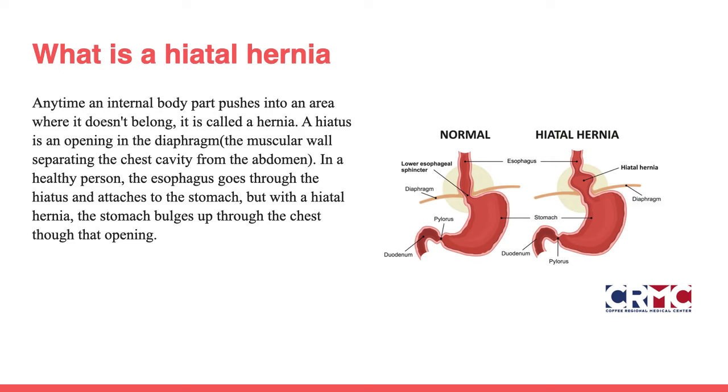Okay, and now I'm going to talk about what a hiatal hernia is. Anytime an internal body part pushes into an area where it doesn't belong, it is called a hernia. A hiatus is an opening in the diaphragm, the muscular wall separating the chest cavity from the abdomen. In a healthy person, the esophagus goes through the hiatus and attaches to the stomach. But when someone has a hiatal hernia, the stomach bulges up through the chest through that opening.